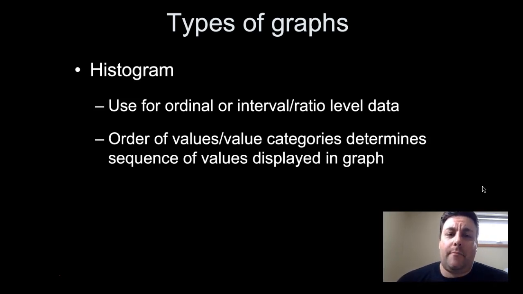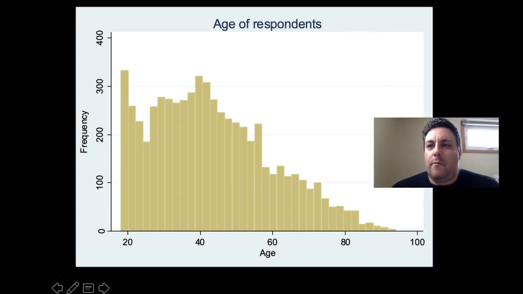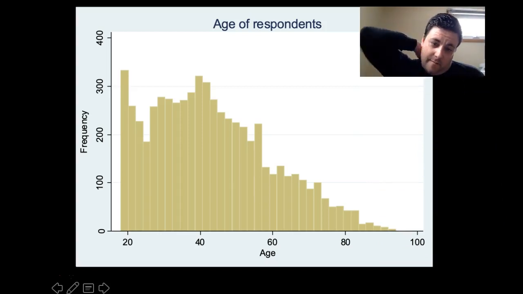Histograms are useful for ordinal or interval or ratio level data. The sequence of values displayed in the graph is typically a function of the order of values or categories. You typically order them from highest to lowest or most to least, or strongly disagree to strongly agree. Some way that makes sense for the data. So here's an example that uses age.